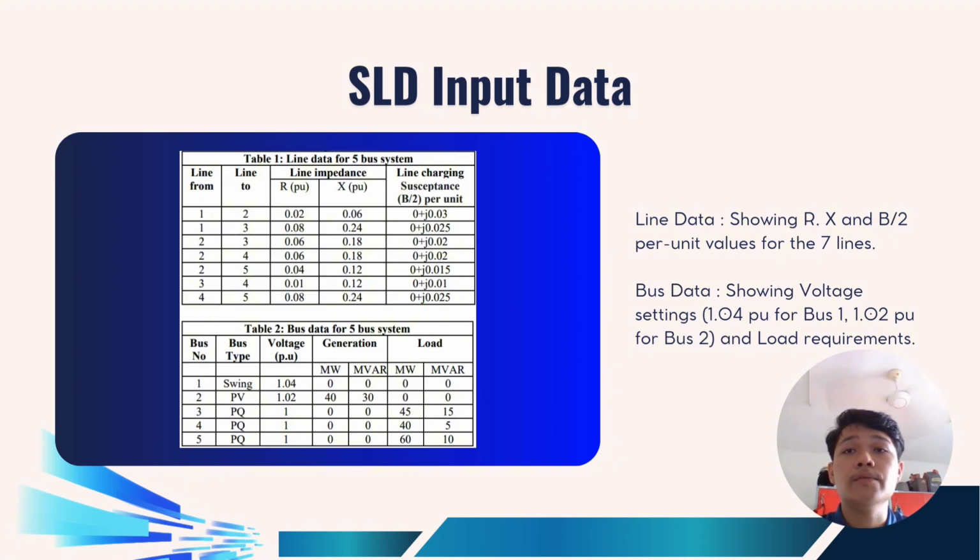Then Table 2 is the bus data for the 5-bus system. It shows the voltage setting in bus 1 equal to 1.04 per unit, then bus 2 at 1.02 per unit, and the other load requirements.